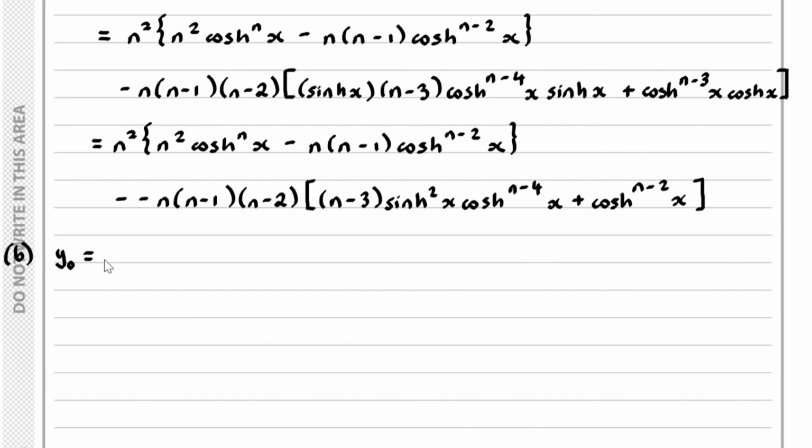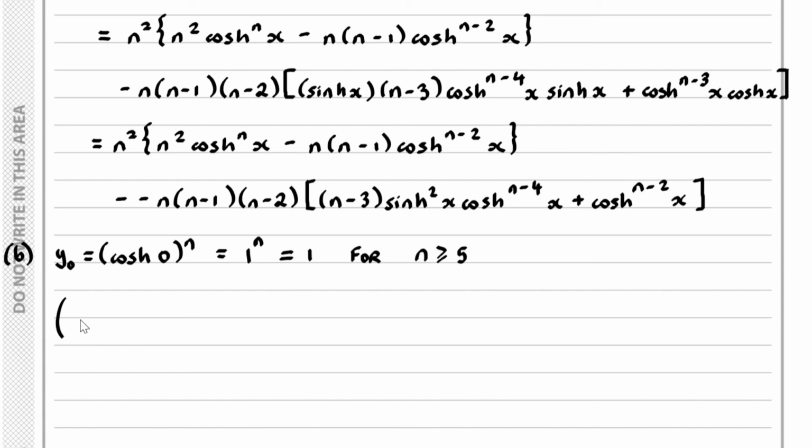If I work out what y(0) is, y(0) is equal to cosh 0 to the n. Now cosh of 0 is going to equal 1. So I've got 1 to the power of n, which will equal 1. And that's true for all values of n greater than or equal to 5.